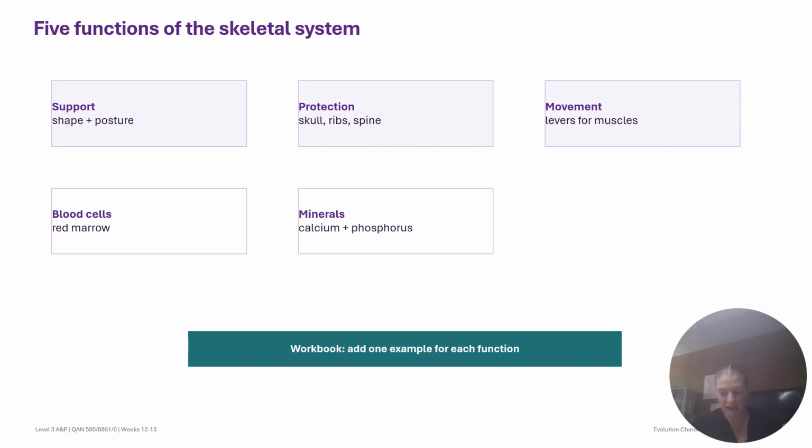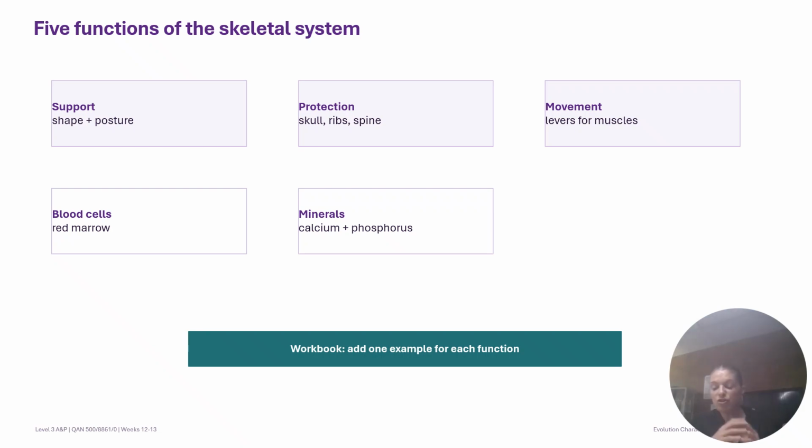I think it's fascinating. These are the main parts that will come up in any anatomy and physiology exam you have. Five functions of the skeletal system. So, number one, support. The skeleton gives the body shape and supports posture. Shape, posture. That's all you need to know.